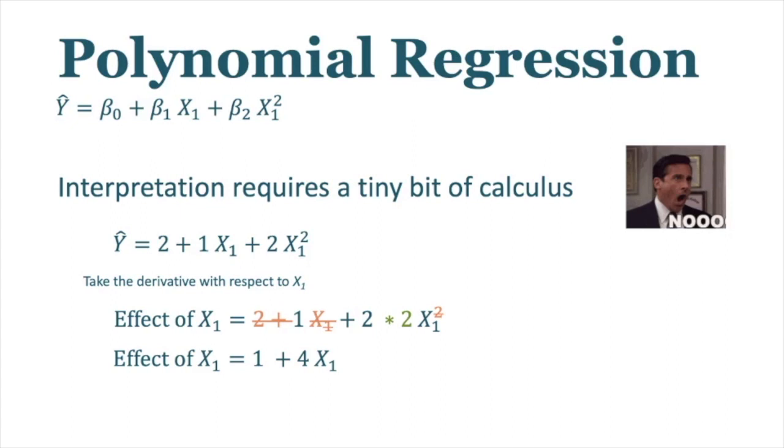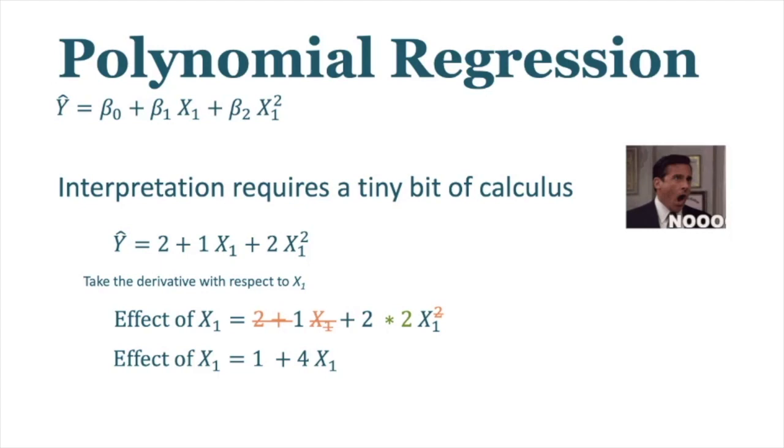And we take away one of the powers. We had 2, now we just have 1. So we're left with, again, the effect of x1 is equal to 1 plus 4 times x1. So getting away from the calculus, if we just accept that the calculus worked and this is the result, that our effect of x1 is 1 plus 4 times x1, the effect is really similar to what we had with an interaction. But instead of being dependent on another variable, now the effect is dependent on its own value.